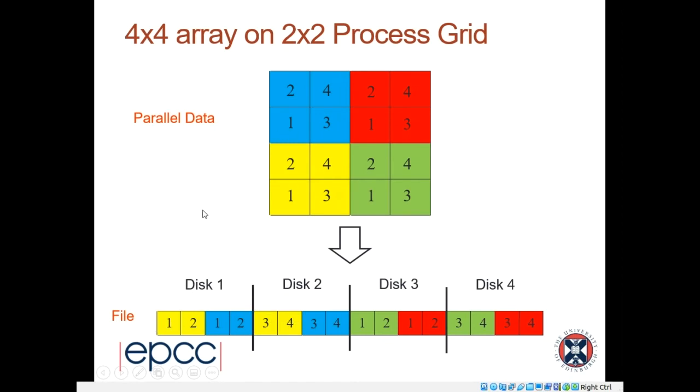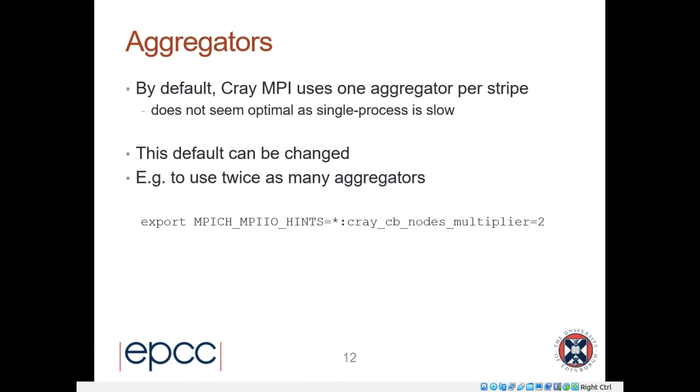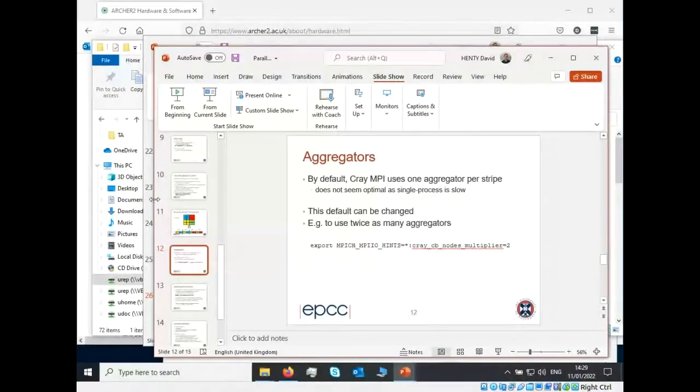So what you're trying to do is match the number of writers to the number of stripes, although we've seen that may not be the optimal thing to do, but that's the idea. So that basically processes aren't clashing when they're writing to disk, to the OSTs. Now, by default, Cray MPI uses 1 aggregator per stripe. That doesn't seem optimal. We've seen that single process I/O is slow.